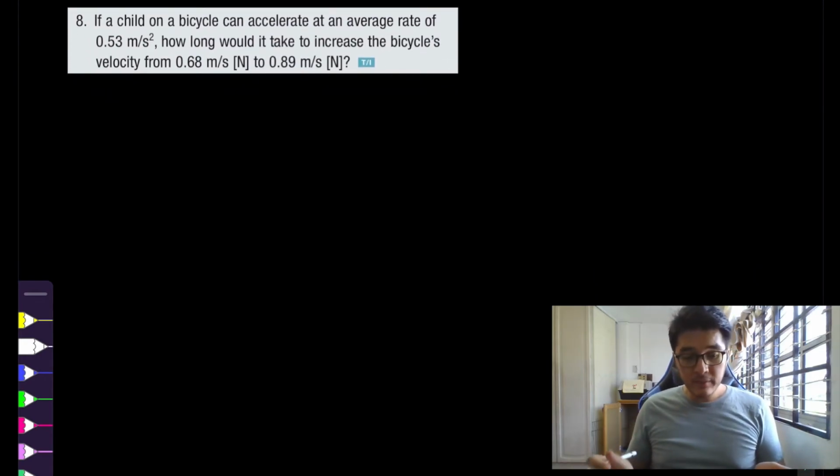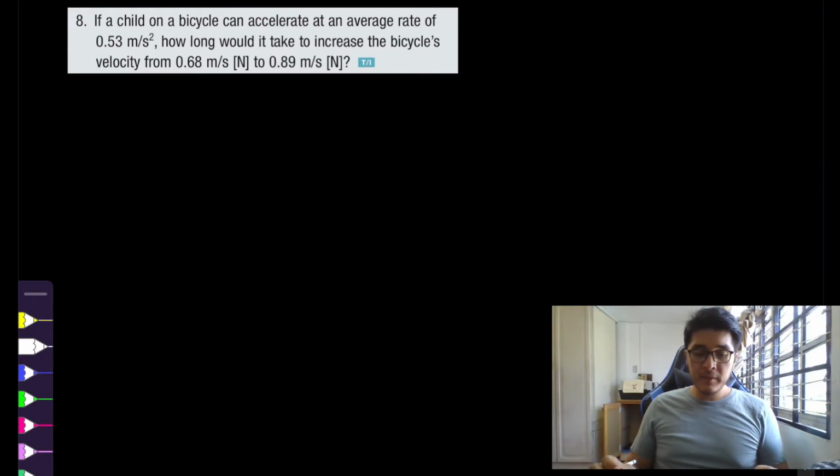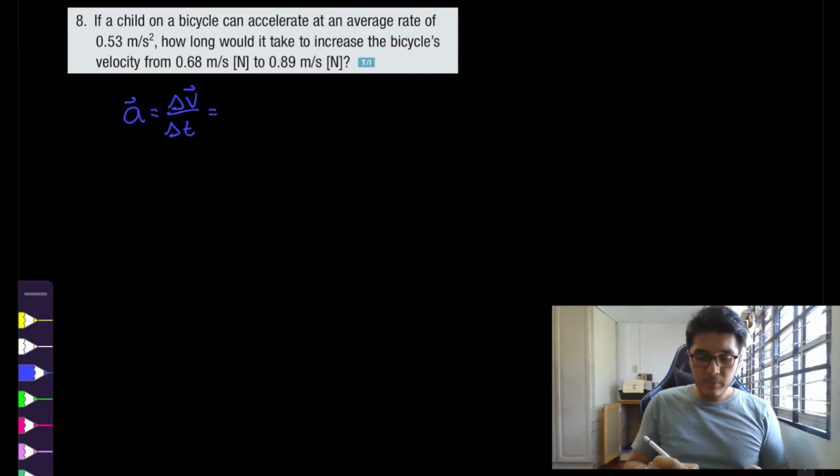For question number 8, we have, if a child on a bicycle can accelerate at an average rate of 0.53 meters per second square, how long will it take to increase the bicycle's velocity from 0.68 meters per second to 0.89 meters per second? That's a mouthful. Very simply, they're giving us acceleration, they're giving us the velocities, they're looking for the time change. So the main formula from this section should be a giveaway. The acceleration is the change in velocity over the change in time, which is final velocity minus initial velocity.